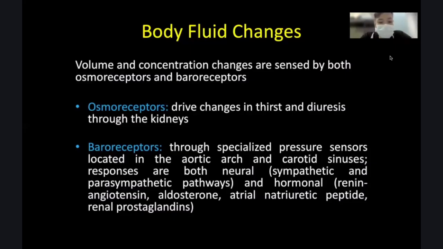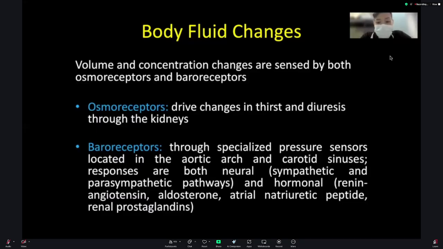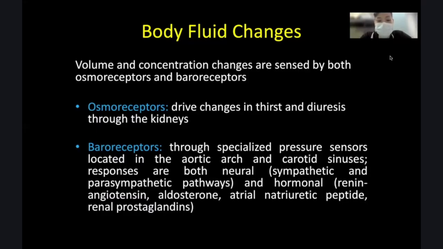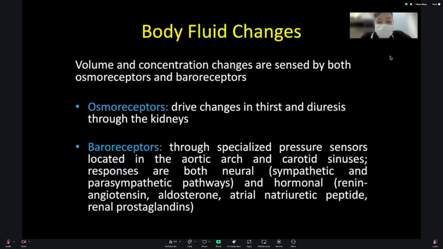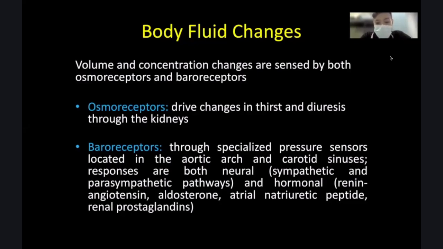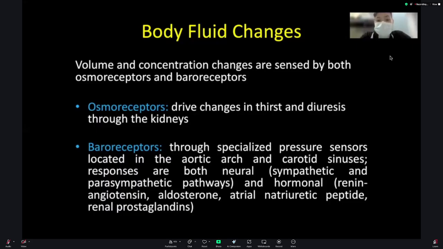On the other hand, baroreceptors sense changes through specialized pressure sensors located in your aortic arch and carotid sinuses. Responses are both neural and hormonal. So baroreceptors sense changes mainly in your blood pressure or the amount of fluid that is going back to the heart.